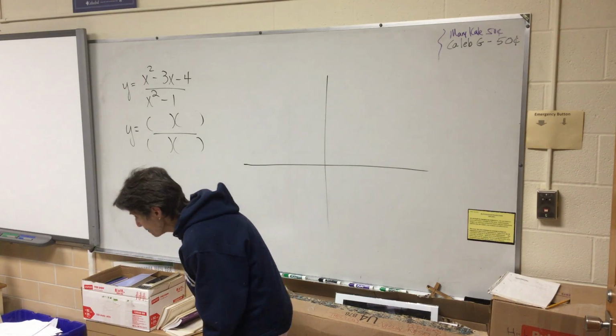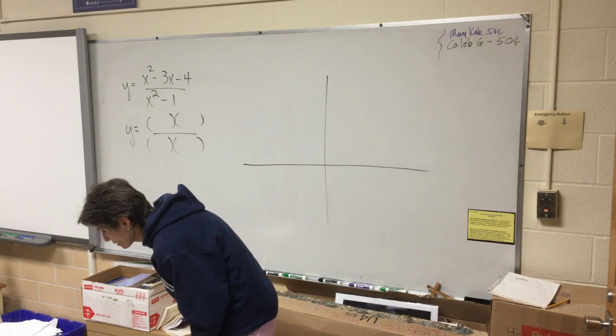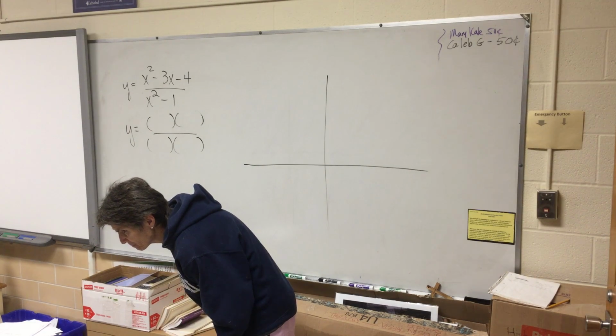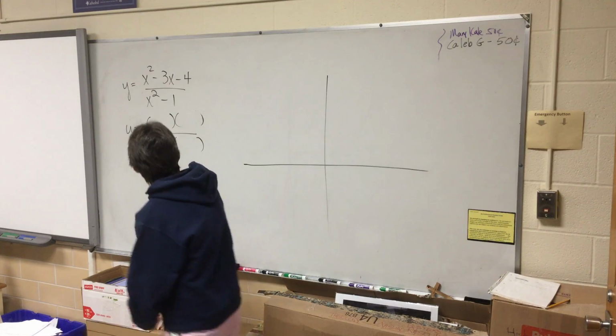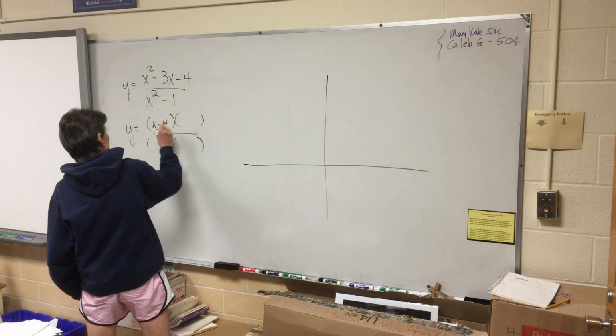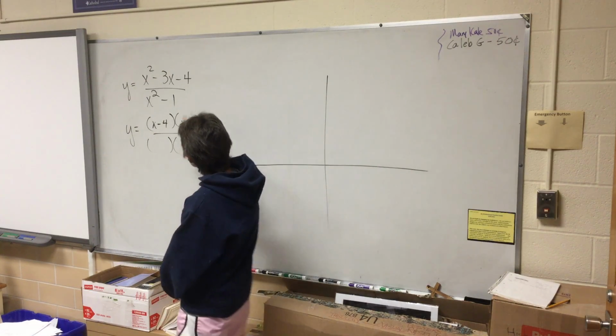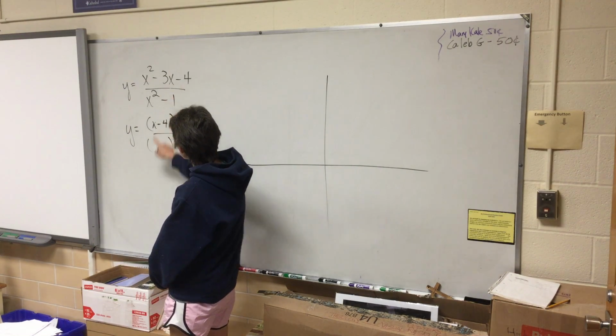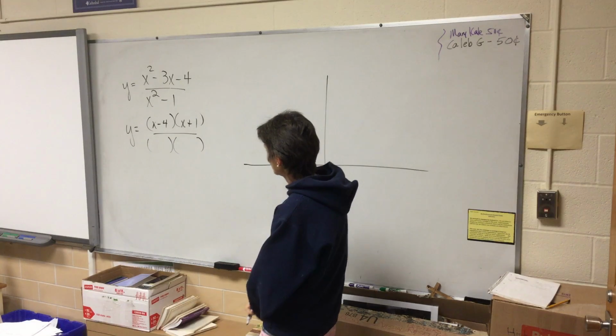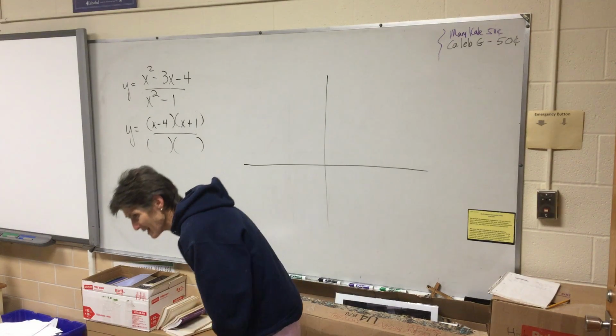Anybody want to take a stab at it? X minus 4, X plus 1 on the top. I think she's exactly right. She needs to multiply by 4 and add to -3, and that's what she did. Perfect. And then the bottom, guys, that's a no-brainer.